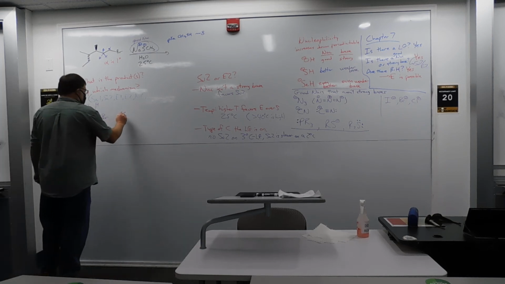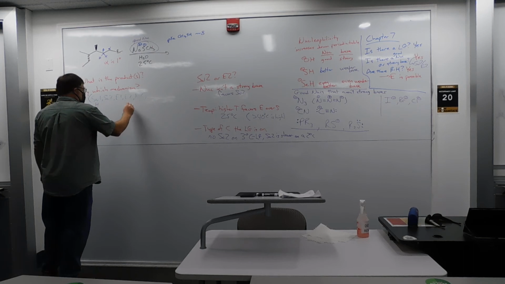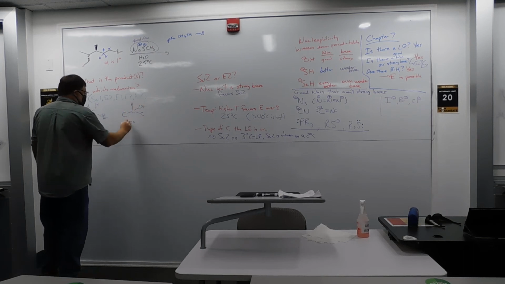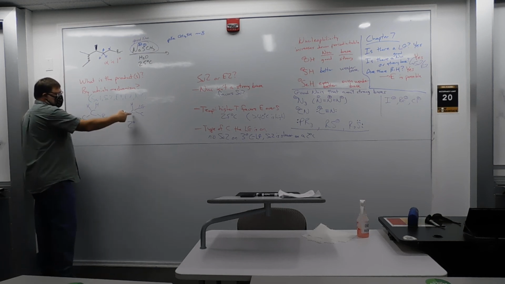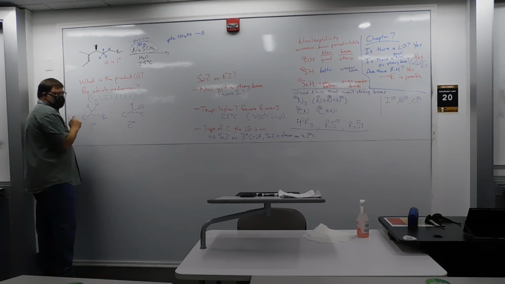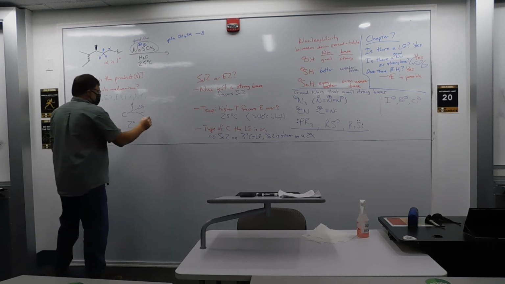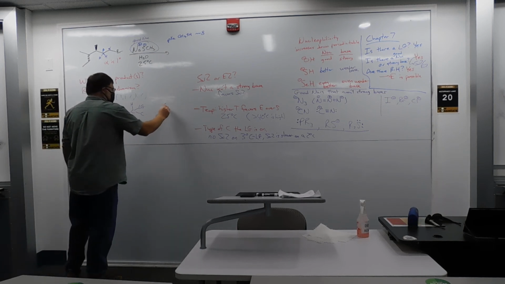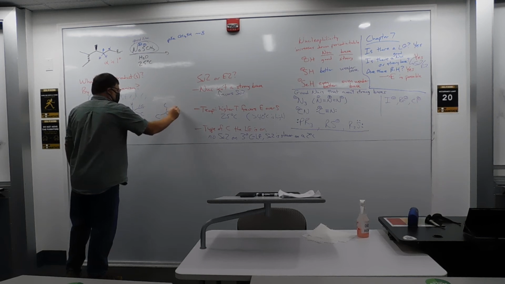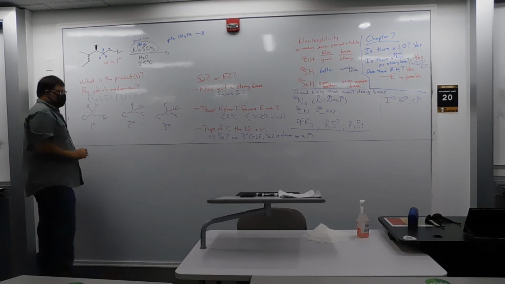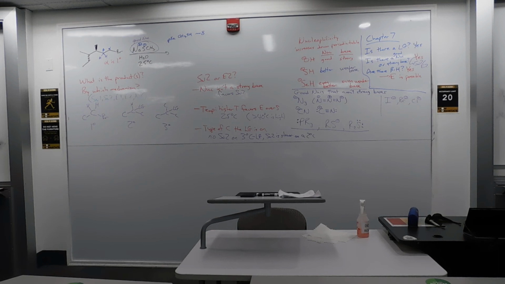Secondary, the leaving group's going to be on a carbon that's got 2 alkyl groups. And a tertiary would be the carbon with the leaving group would have 3. Right? And so the more sterically hindered that carbon with the leaving group gets, the slower SN2 is going to be.